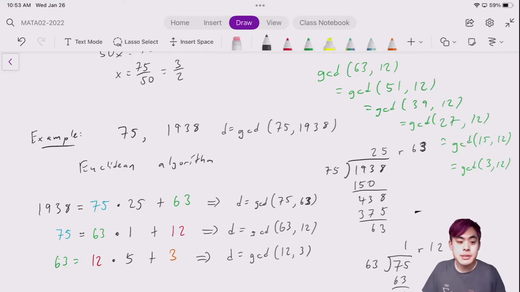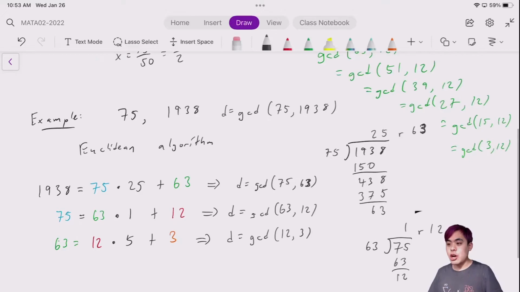Ah, okay, yes. Let's go through that a little bit. Actually, we're almost finished here, so let me finish this up, and then I'll go back to that, okay? So then 12 is equal to 4 times 3. So there's no remainder, which implies that D is equal to 3.